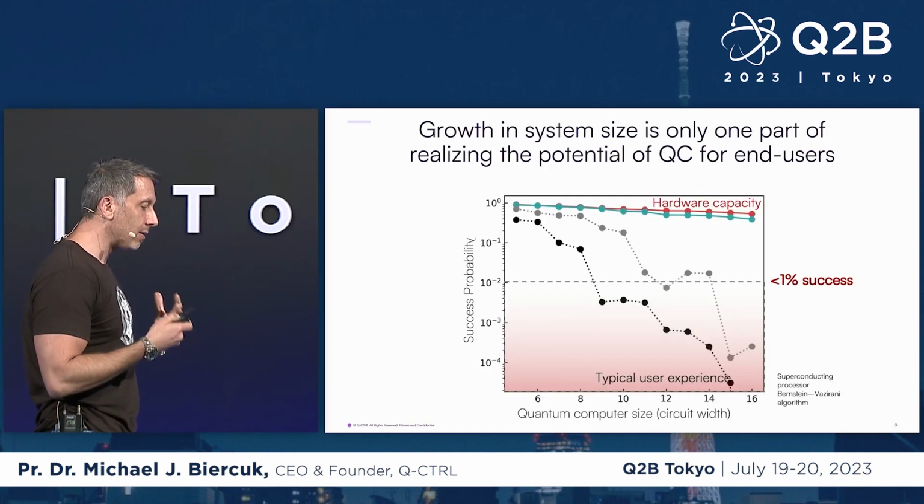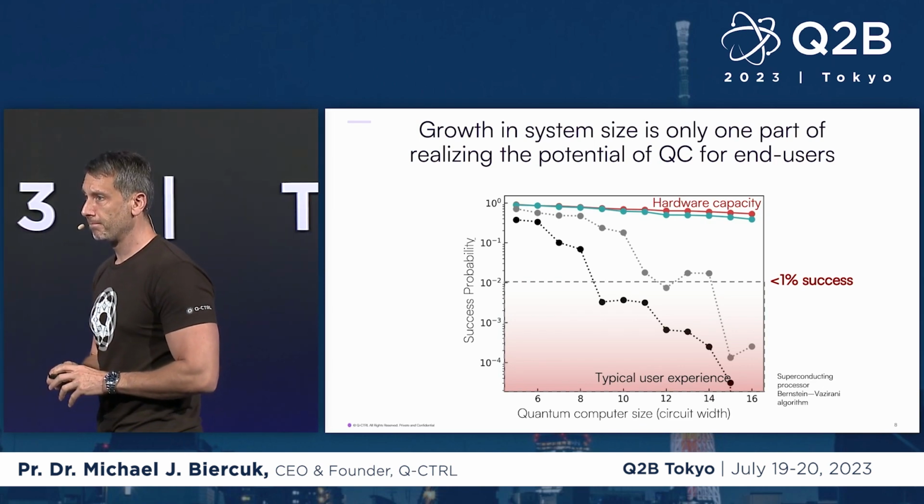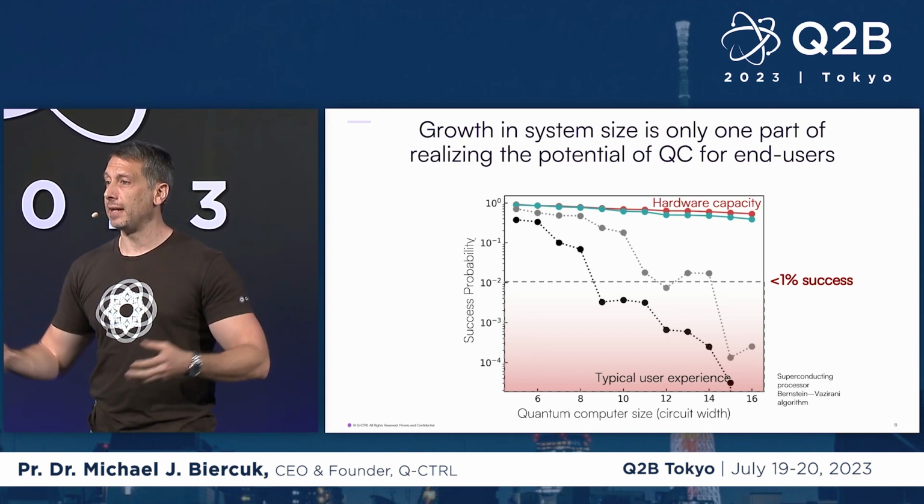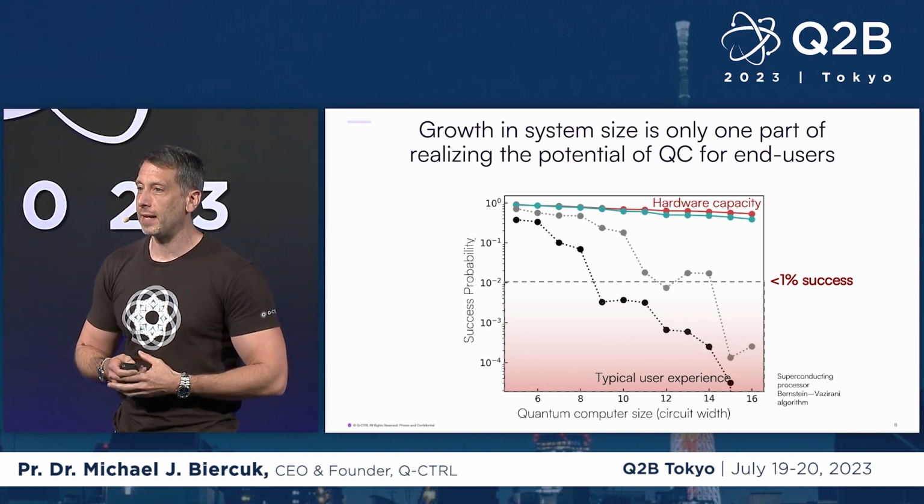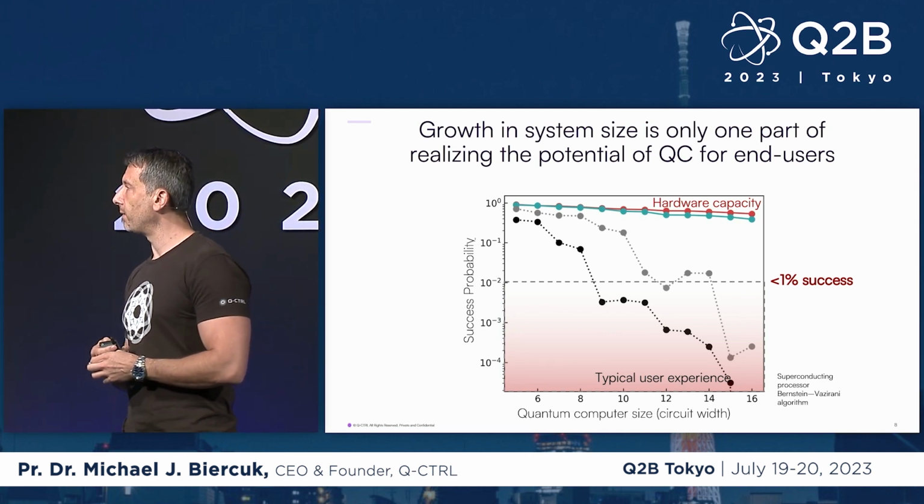In addition, we hear a lot about scaling. We hear about making quantum computers bigger. We hear about metrics like gate fidelity, or the randomized benchmarking fidelity. But the reality is again different.